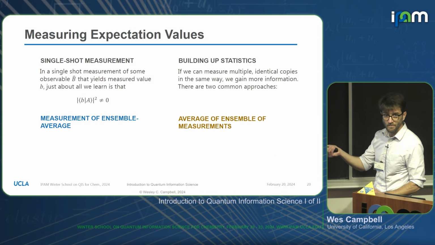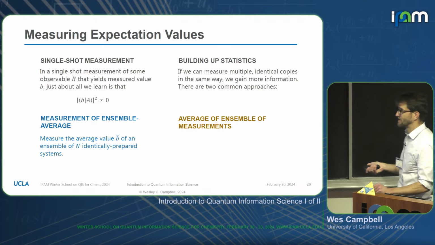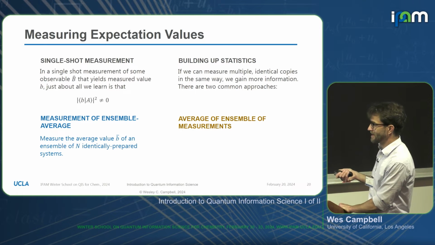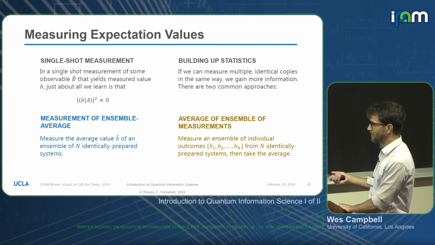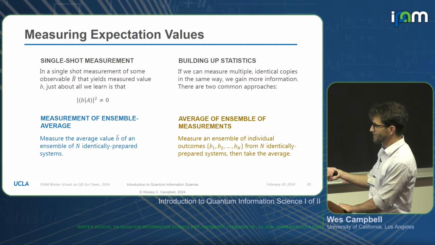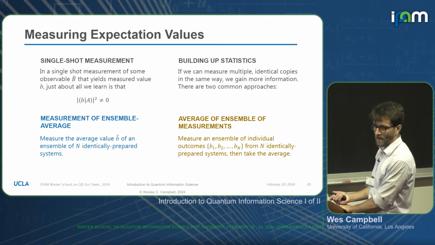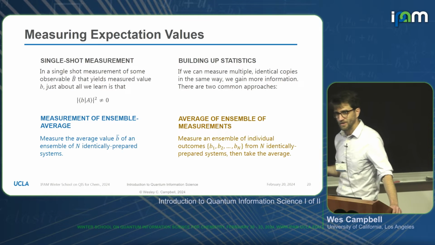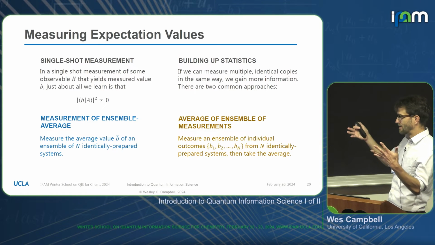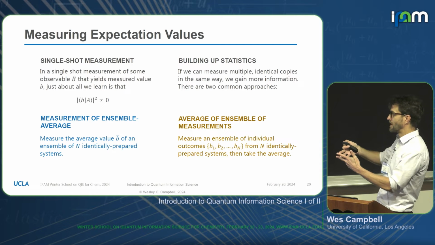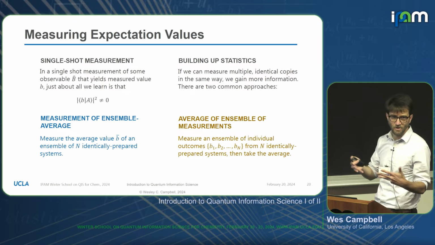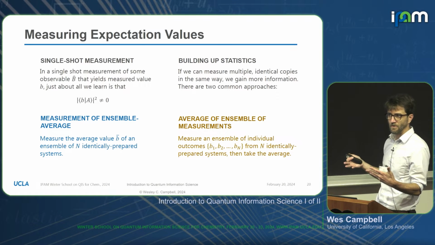These sound the same, okay? But there are some important distinctions here, okay? So you're going to measure the value B bar of an ensemble of n identically prepared systems, or you measure an ensemble of individual outcomes, all these B's, from n identically prepared systems, and then we take the average. I'm not going to jump right to why these are different right now, but it's really important, okay? So if you have some system that you have like a beaker of stuff and people are saying they've got qubits in their beaker, okay? You can say, well, but you have access to the individual qubits. That's kind of the difference here, okay?